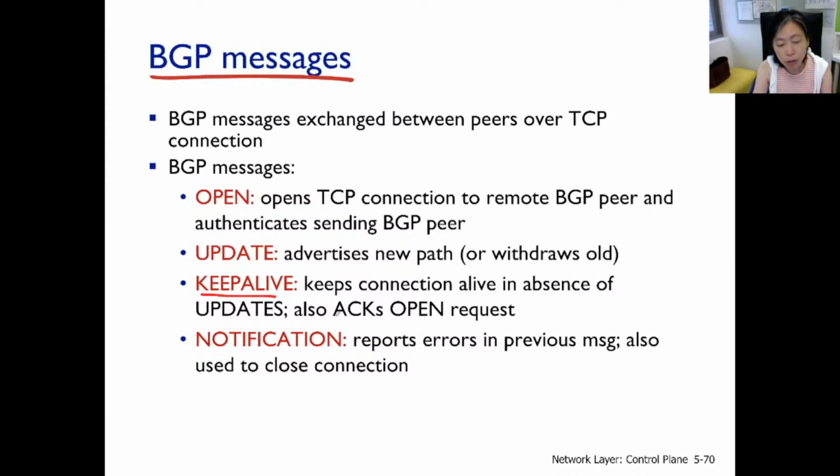Keep alive message we saw earlier is to ACK the open message to establish a TCP connection. Keep alive message is also sent periodically to refresh the TCP connection, just in case there are no update messages being generated. So update messages are the path advertisements. Last is the notification message. This reports in case there's any error in the previous message, and it's also used to close the connections for peers.